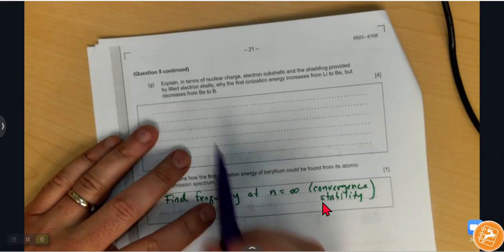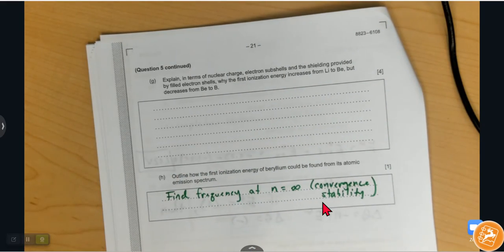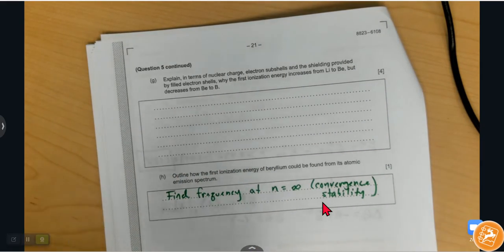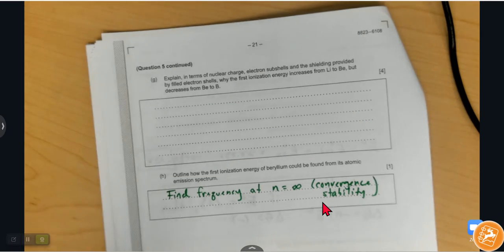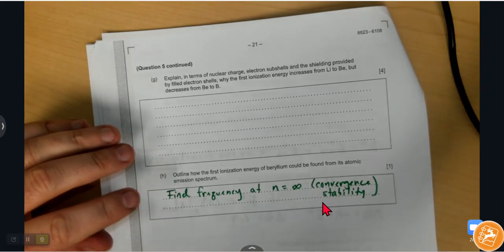All right, continuing, question number 5. It says explain in terms of nuclear charge, electron subshells, and the shielding provided by filled electron shells why the first ionization energy increases from lithium to beryllium, but decreases from beryllium to boron. So this is 4 marks.